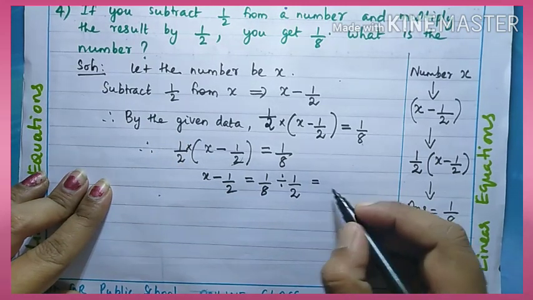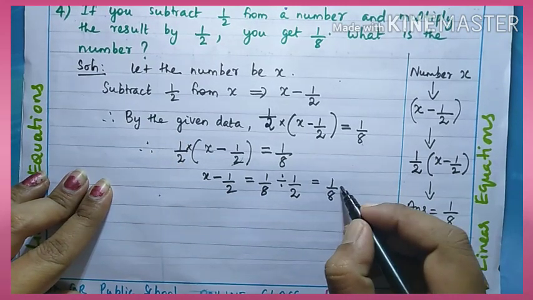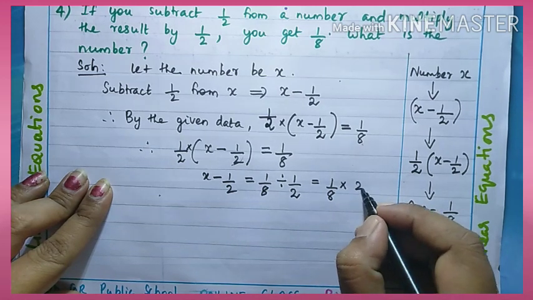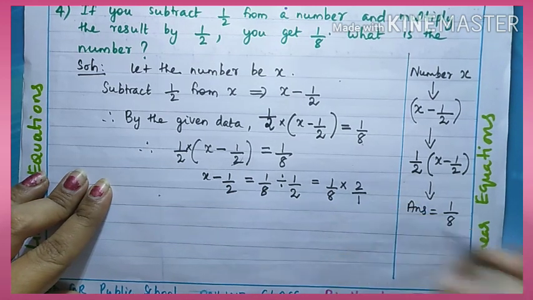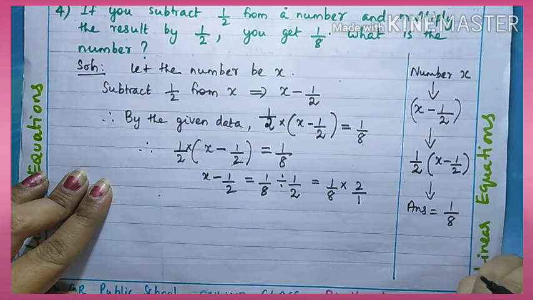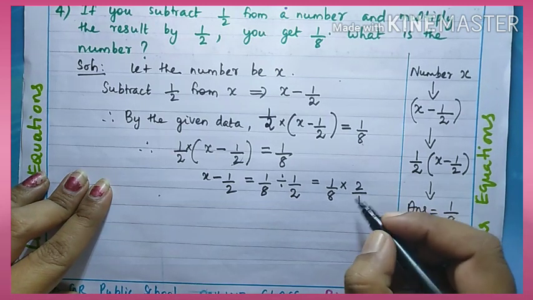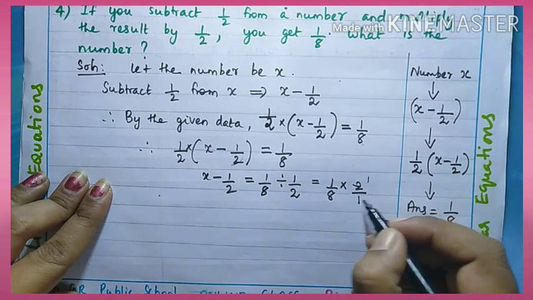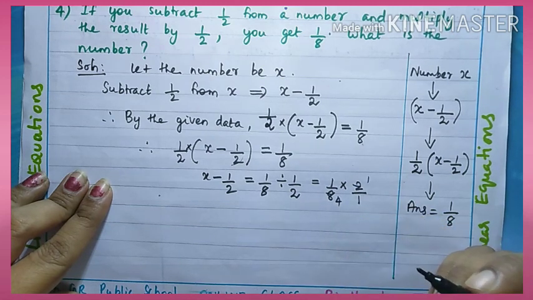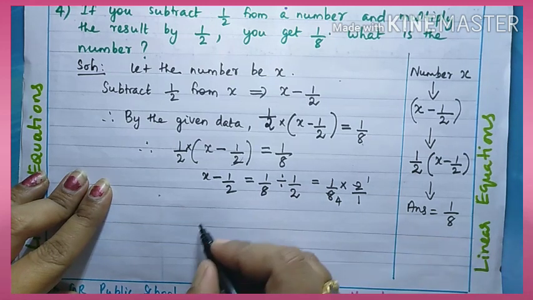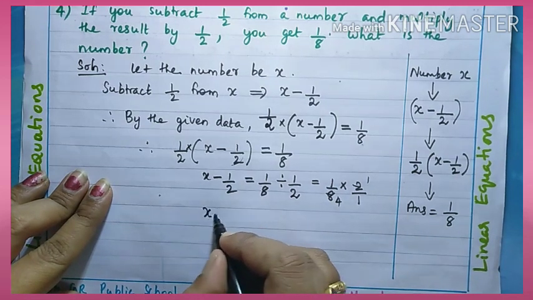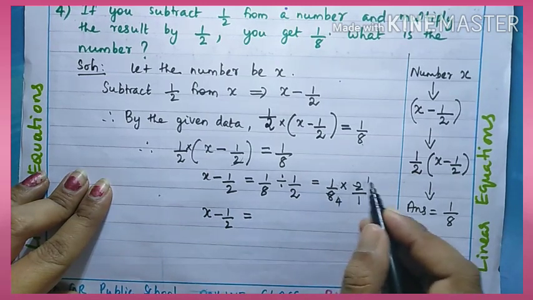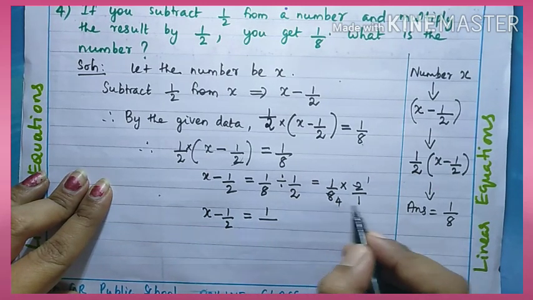Now this I am going to change like this. You studied division when becomes multiplication, the second term becomes its reciprocal. So 1 by 2 becomes 2 by 1. Okay. So now you see, this 2 and 8 we can cancel. So 1 2 is 2. 4 2s are 8. So what is the next step? LHS x minus 1 by 2. RHS you got 1 into 1 is 1. 4 into 1 is 4.